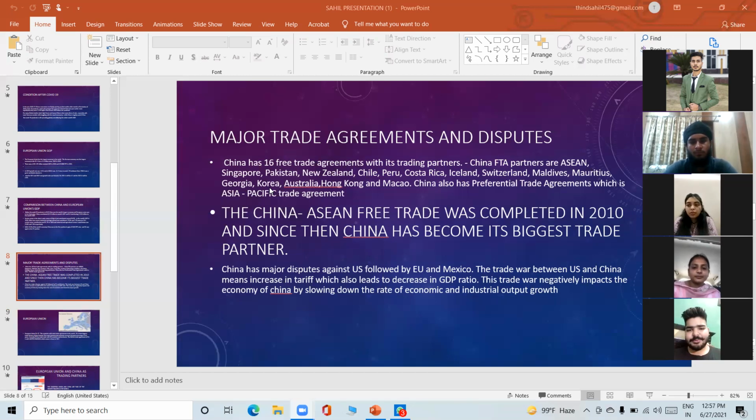The trade war between the US and China leads to a decrease in GDP. The decrease in GDP is because of the increase in tariffs and a lot of rules and regulations on import and export in both of the countries. This trade war negatively impacts the economy of China because it slows down the growth of its economy and industry.